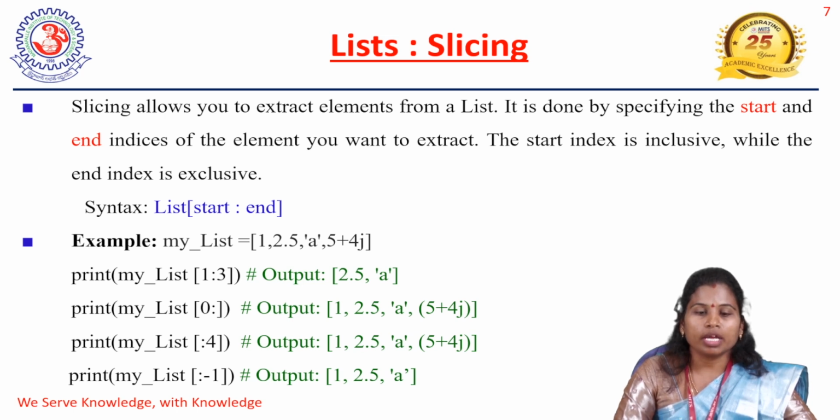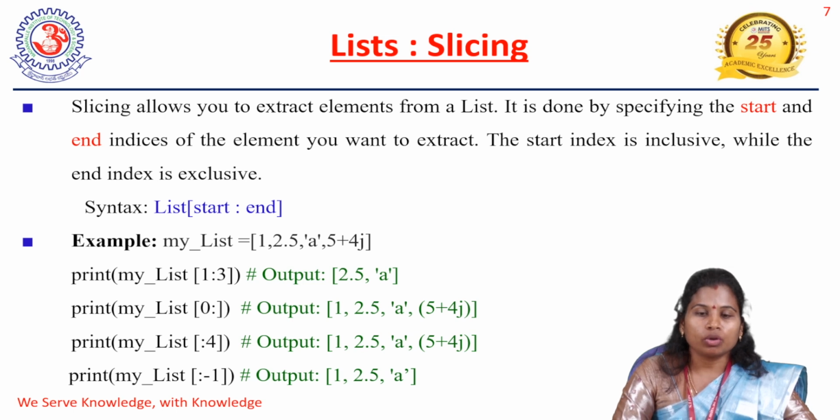Now coming to the examples. Here the list is defined with different data type values. The first one is element 1, an integer value, 2.5 is a float value, a is a string value, and 5+4j is a complex value. Now this list contains elements of different data types.